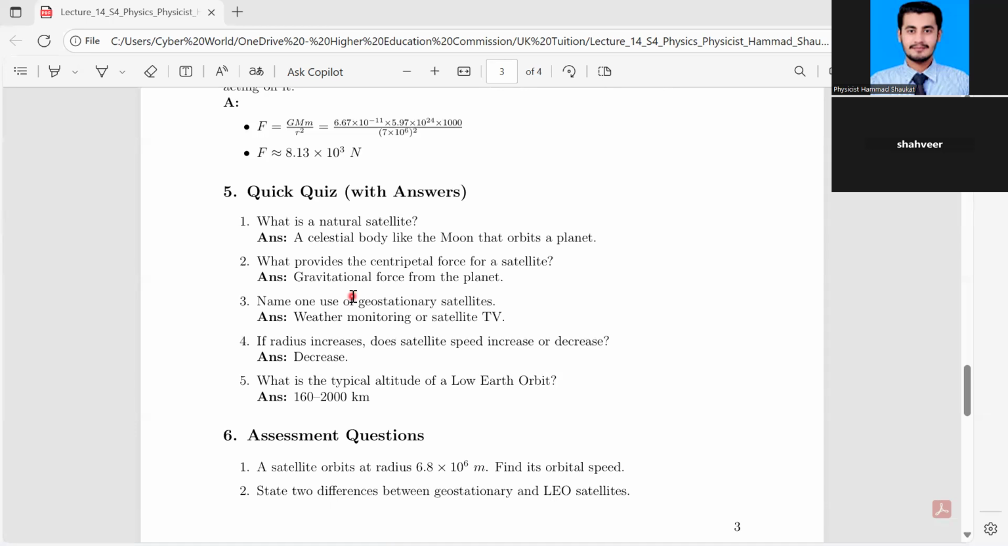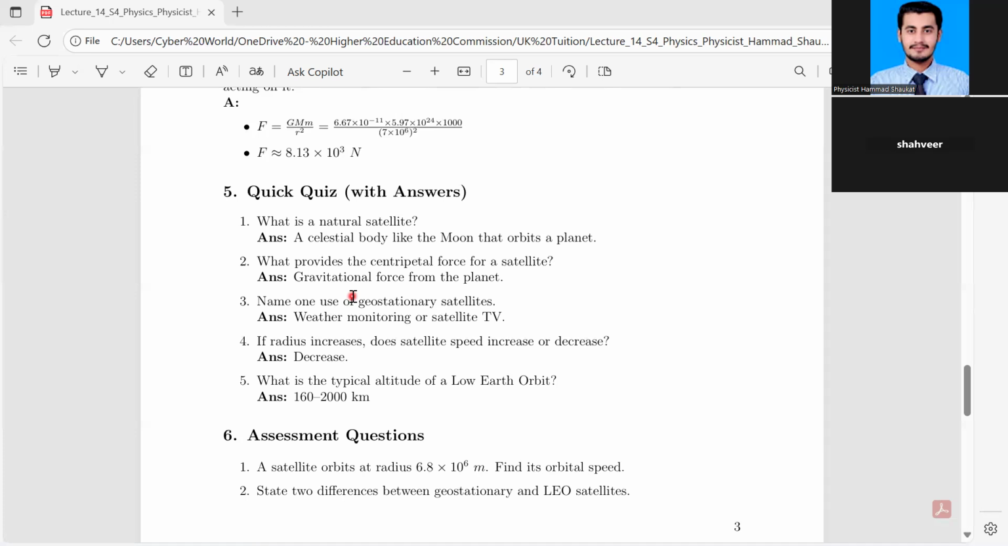Here is a quick quiz for you. Can you tell me what is a natural satellite? Something in space like the moon that orbits a planet. Yes. Is this man-made or not? No. Okay. Give me one example of a natural satellite. The moon. Yes. The next question is, what provides the centripetal force for a satellite?